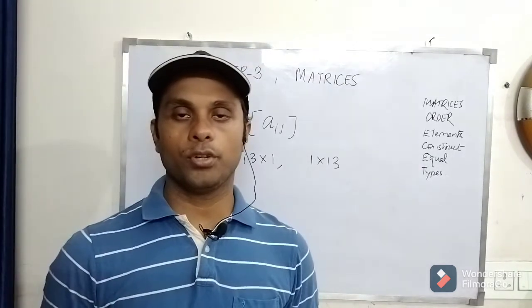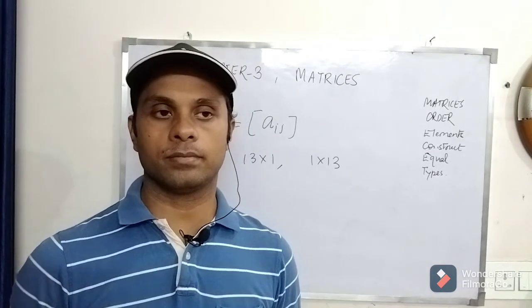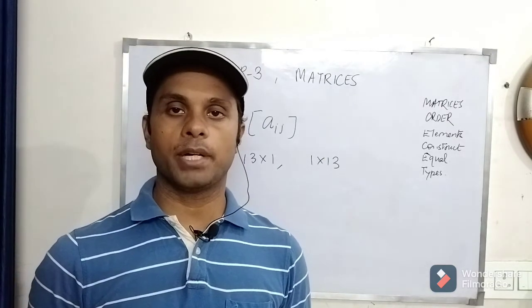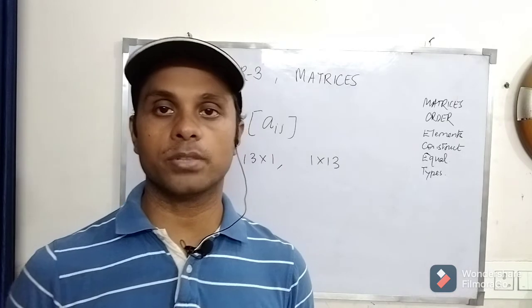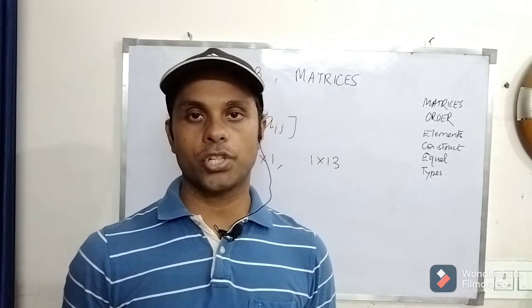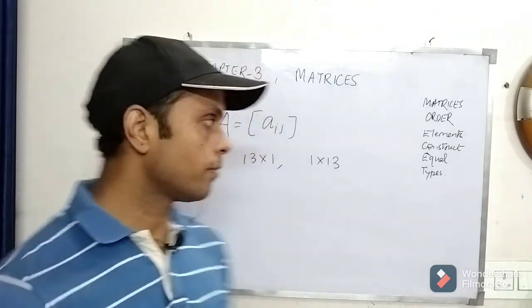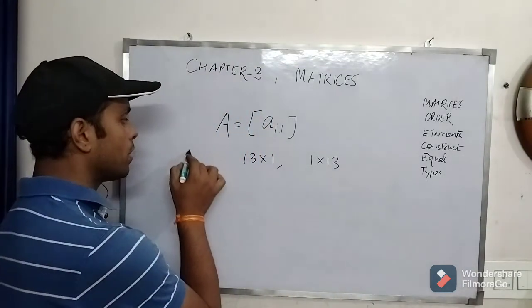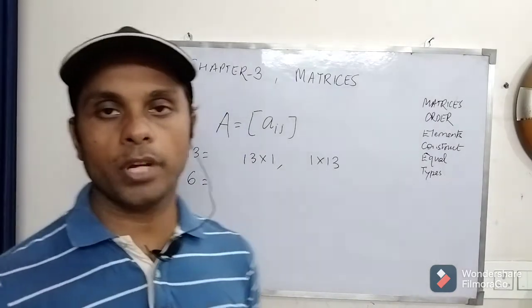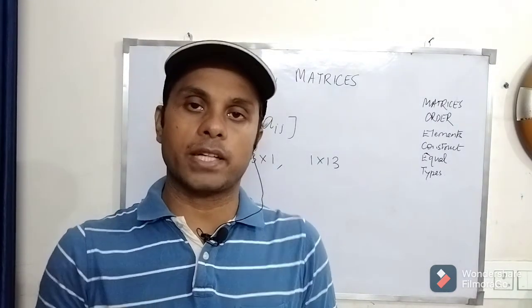Suppose you are given 6 elements. Using 6 elements, how many matrices are possible and what about their orders? So just factorize 6 first. If we factorize 6 first, then what do we obtain? What are the two possible factors?